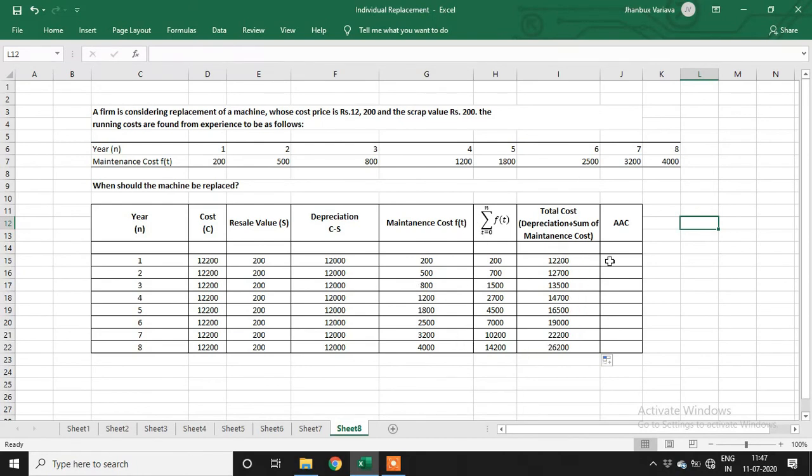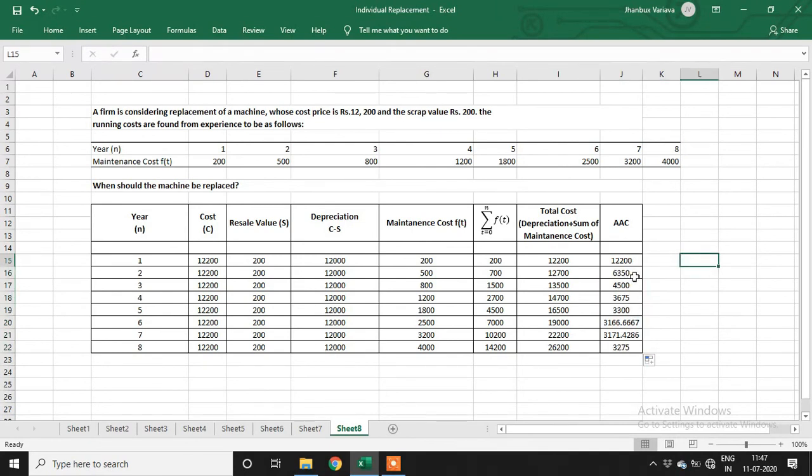Now for the final thing, that is the annual average cost, right? What is the annual average cost? It is total cost divided by the year. So it will be equal to this total cost divided by the year. Okay, so that will give us an answer of 12,200. Now let's do it for all the years and we have the values. Now let's see how long it is going down and then suddenly increases.